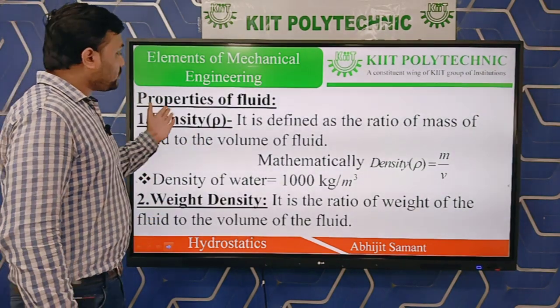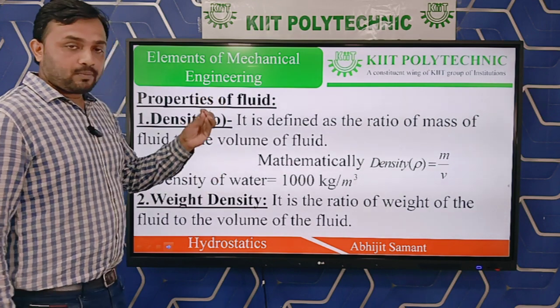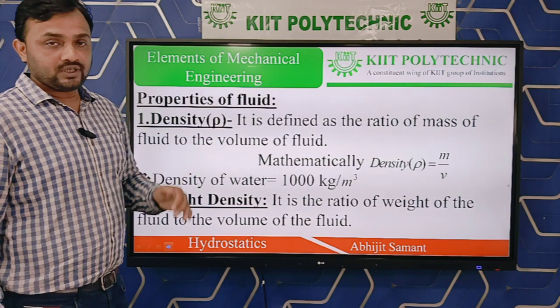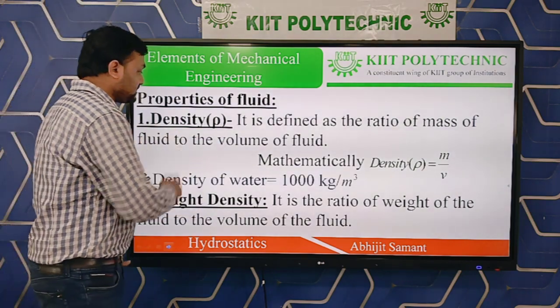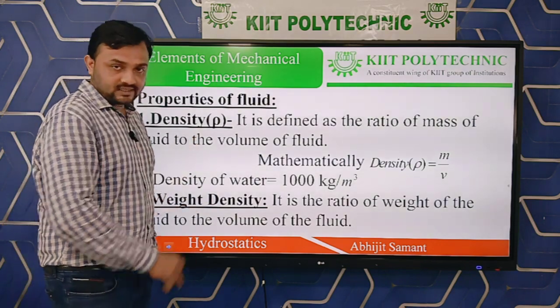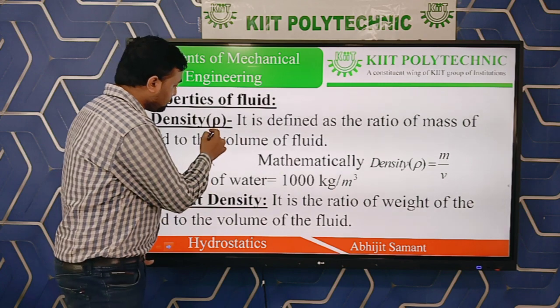In the next slide, we are going to discuss the properties of fluid. So what are the properties that the fluid bears? First of all, density. Density is also known as mass density. It is defined by the symbol rho.